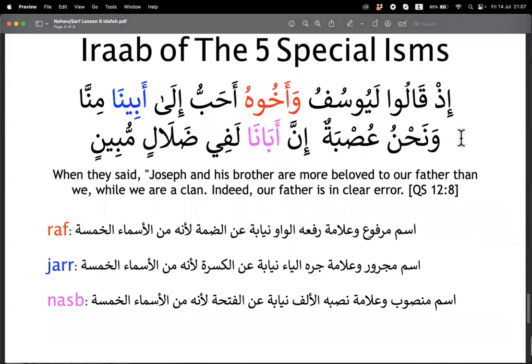So here in this ayah, we have all three statuses. Here we have wa akhuhu. And it must always have a mudaf ilaihi. If not, it cannot be a special mudaf. Mudaf must have mudaf ilaihi, right? So, wa akhuhu. What status is this? Rafa, nasab, or jar? Rafa. Yes, because of the waw.